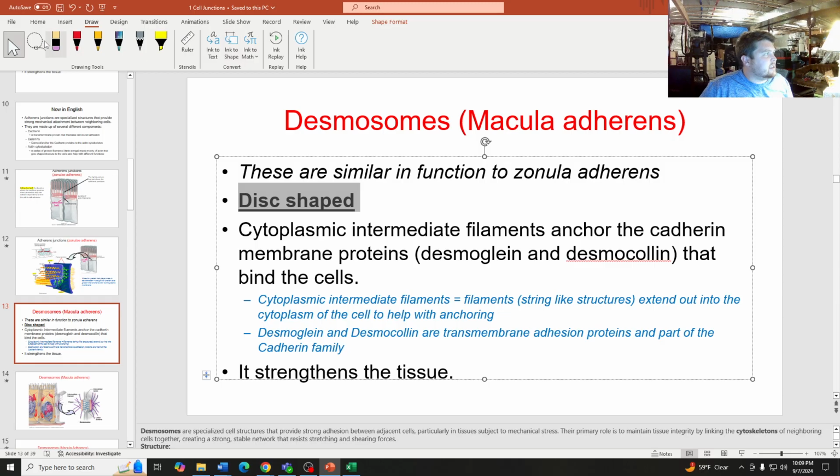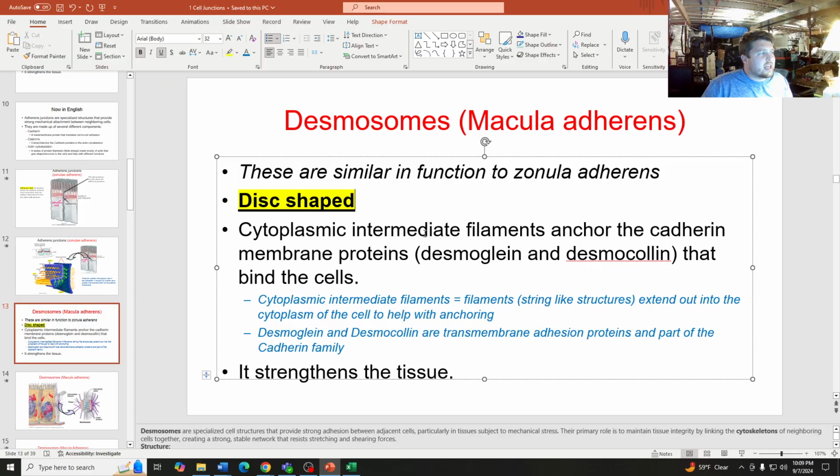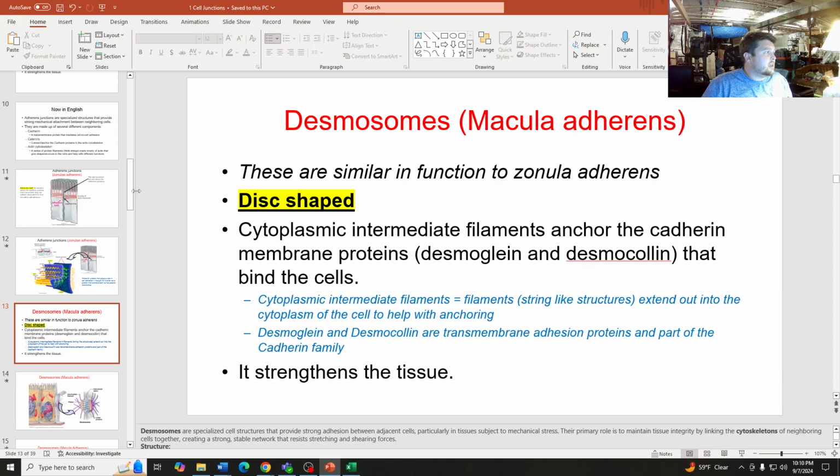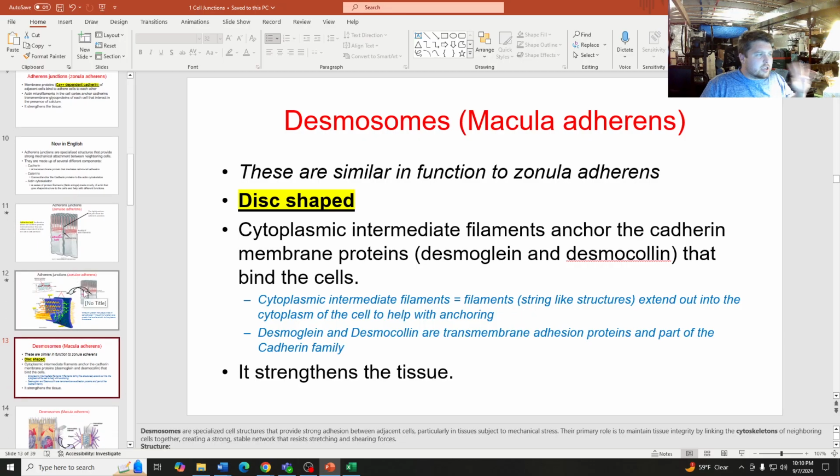That's an easy way to ask these type of test questions. They'll throw that in as a keyword. They'll ask something like this disc-shaped protein, or this disc-shaped junction, or this disc-shaped whatever, does this job. And it's going to describe almost identically what adherens junctions do, except that disc-shaped is the keyword for us to know that we're talking about desmosomes.